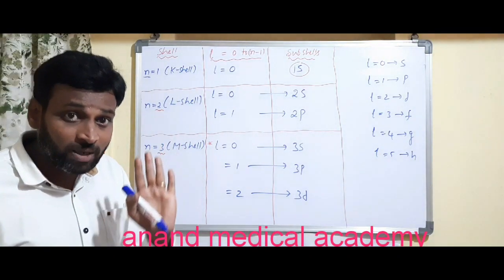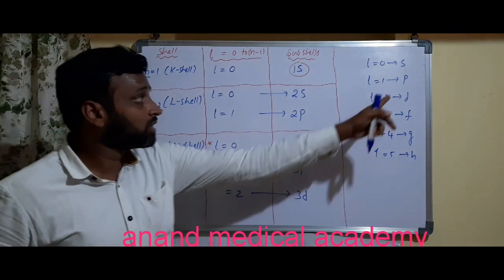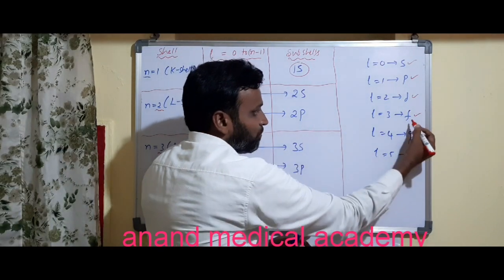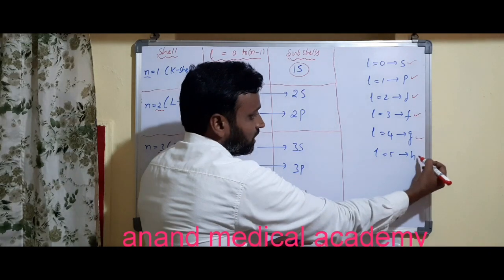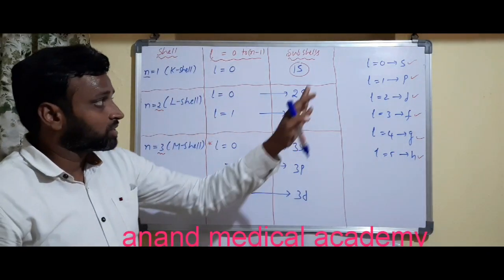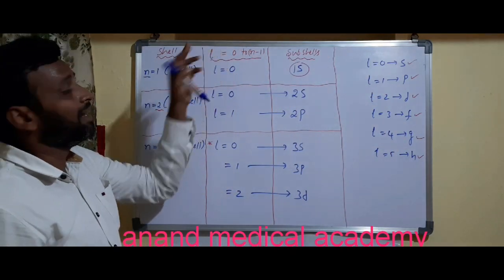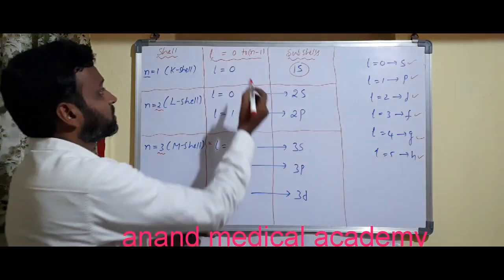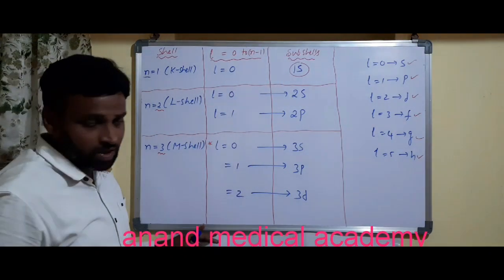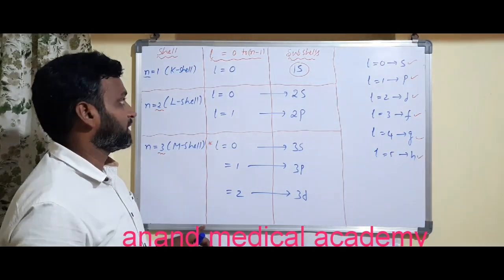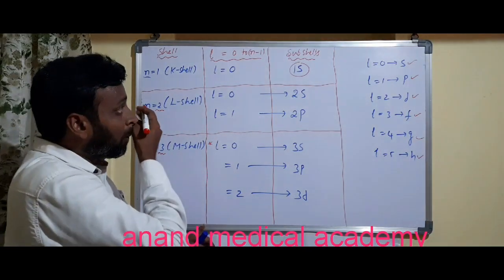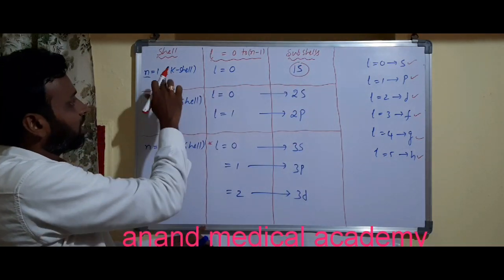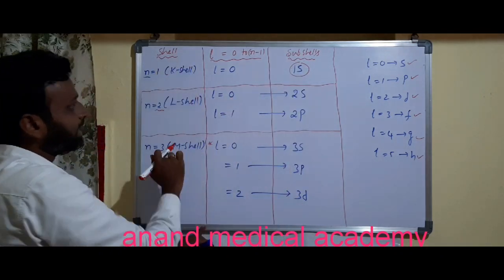Don't get confused. Subshells are what? Here I've written them: S, P, D, F. From F, the alphabet continues again, G, H like this. Subshell number means what? The l value. How many subshells are present in a shell? It starts from 0 to n minus 1. And what are the subshells present in a shell? I've given them here.